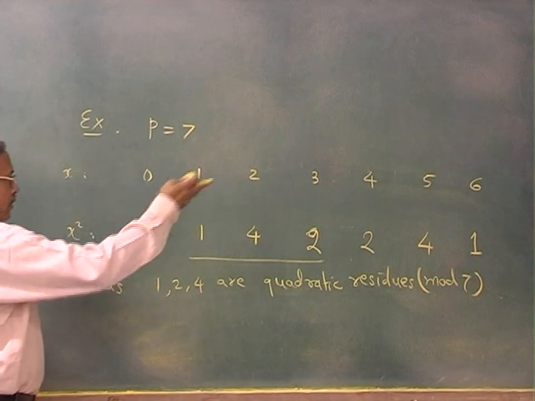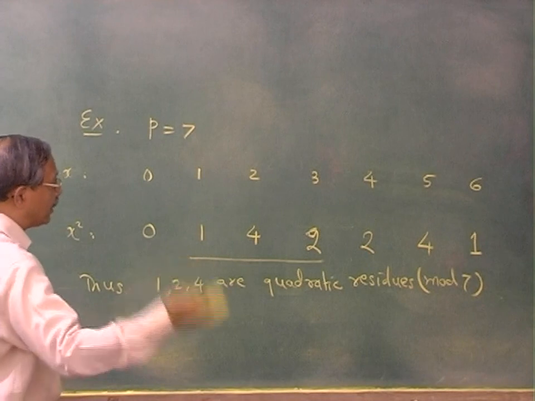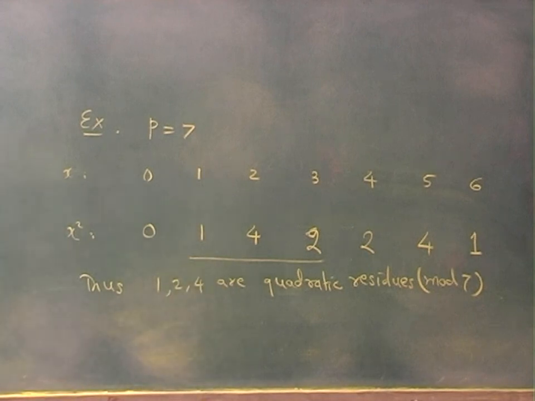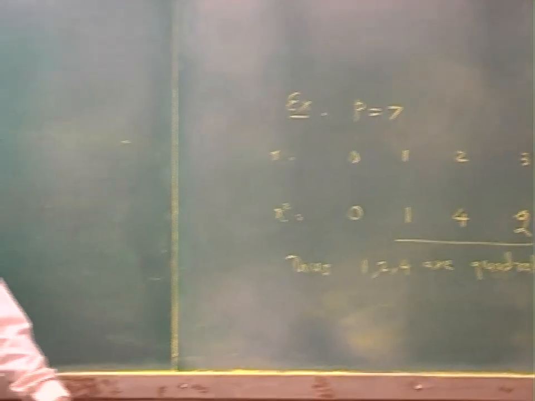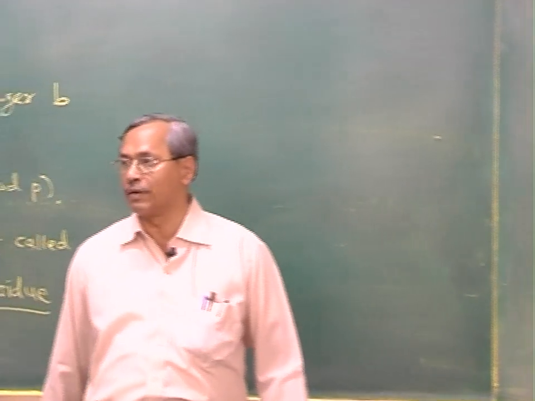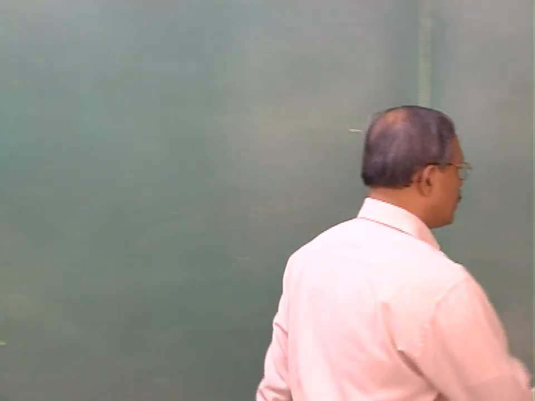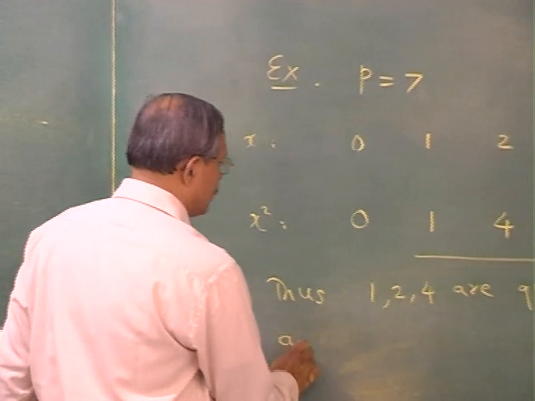See that this is a complete value system. So if you take some integer outside this also, its square is congruent to one of the squares listed here. Suppose I take 100 square. 100 is congruent to 2 mod 7, and then 100 square is congruent to 2 square, that is 4 mod 7. So like that. So the remaining are quadratic non-residues.